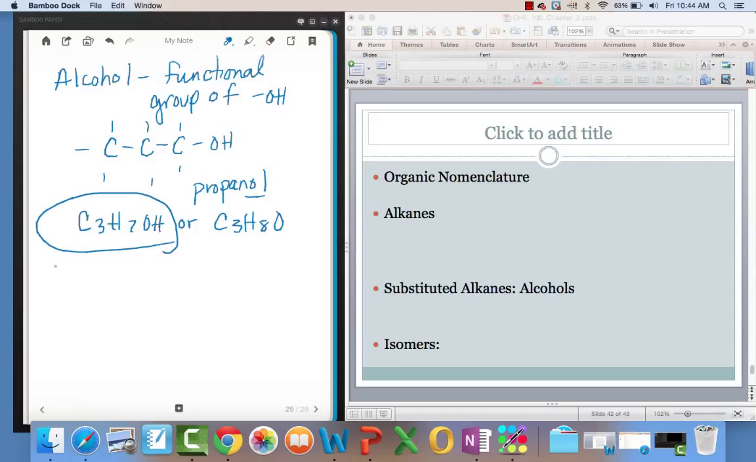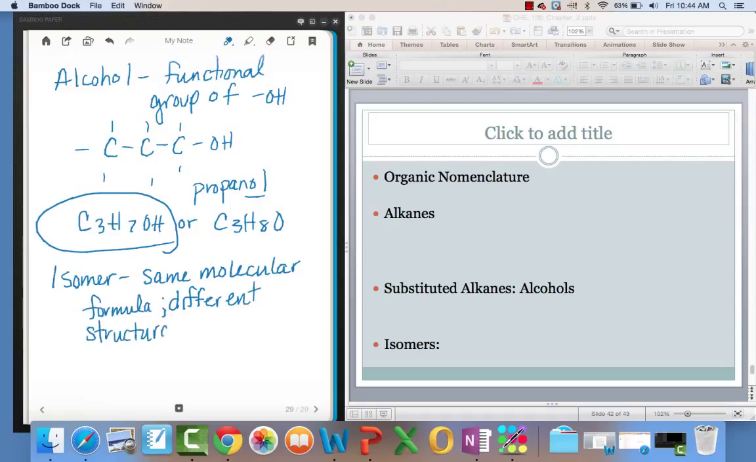And what is an isomer? Same molecular formula. Different structural formula. Therefore, different chemical and physical properties.